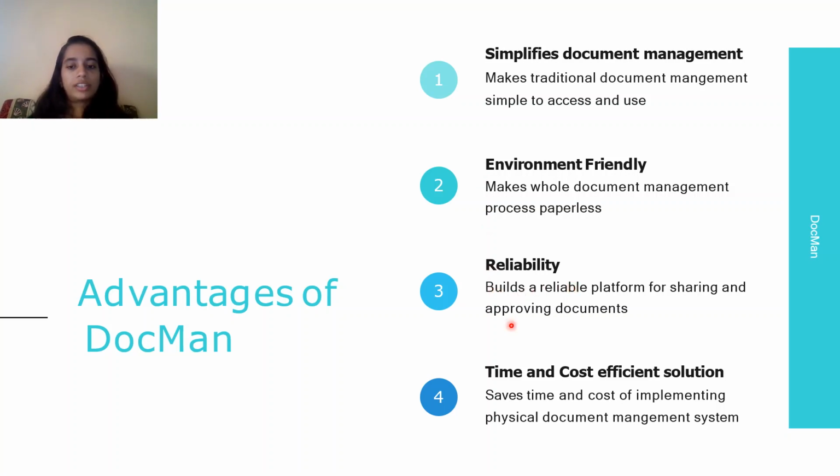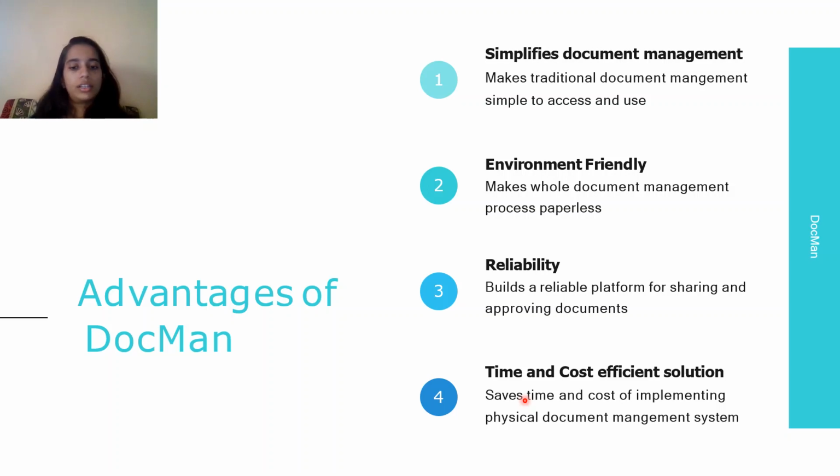Next is reliability. This online document management system builds a reliable platform for sharing and approval of documents. Whenever I'm sending a document from myself to another, we are using blockchain technology to ensure security. So this builds reliability between the users, that my document is not going to be tampered with at all.